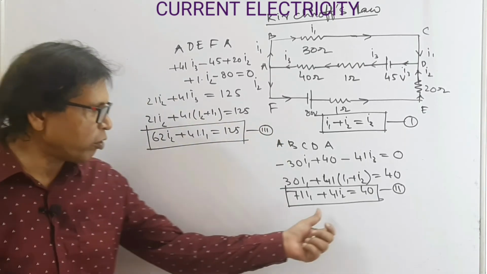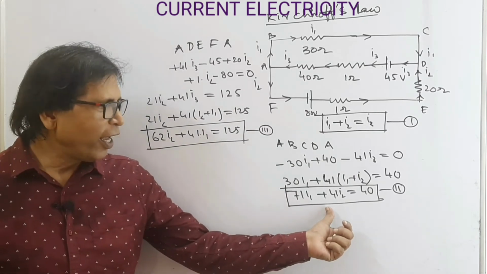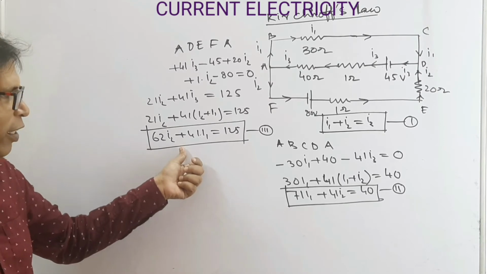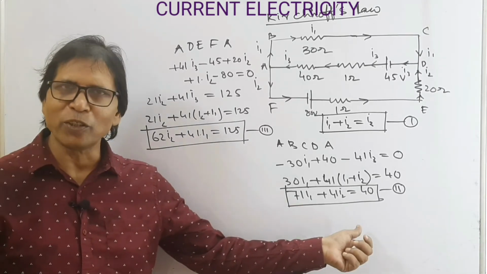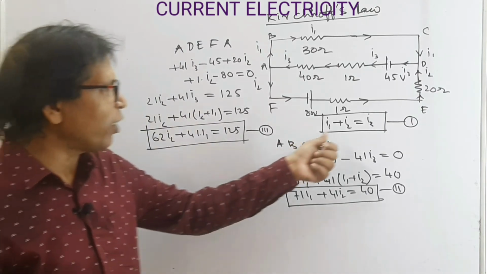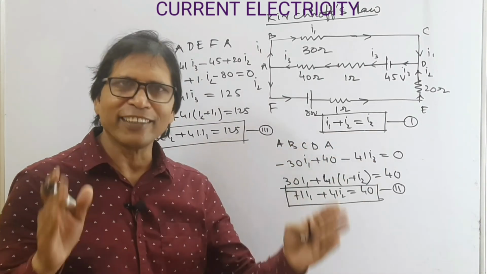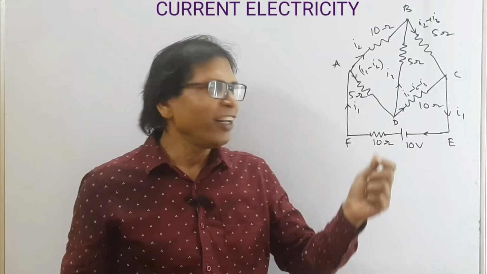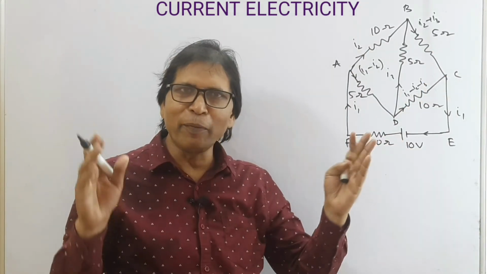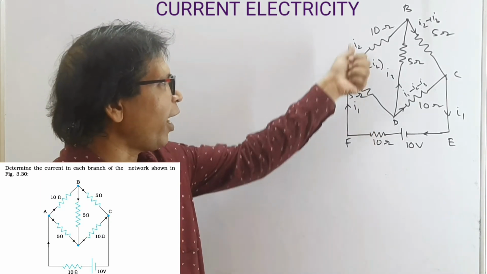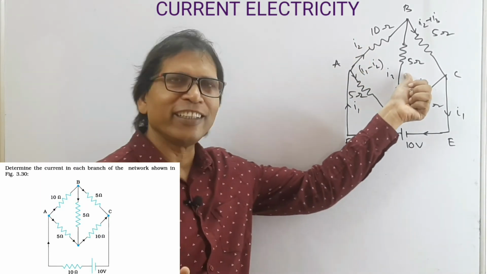If we solve equation 2 and equation 3, we can easily calculate I1 and I2. If I1 and I2 are known, we can easily calculate the current I3. Okay, understood? Now next. Now look at this. This is the unbalanced Wheatstone bridge. We have to find the currents I1, I2 and I3.